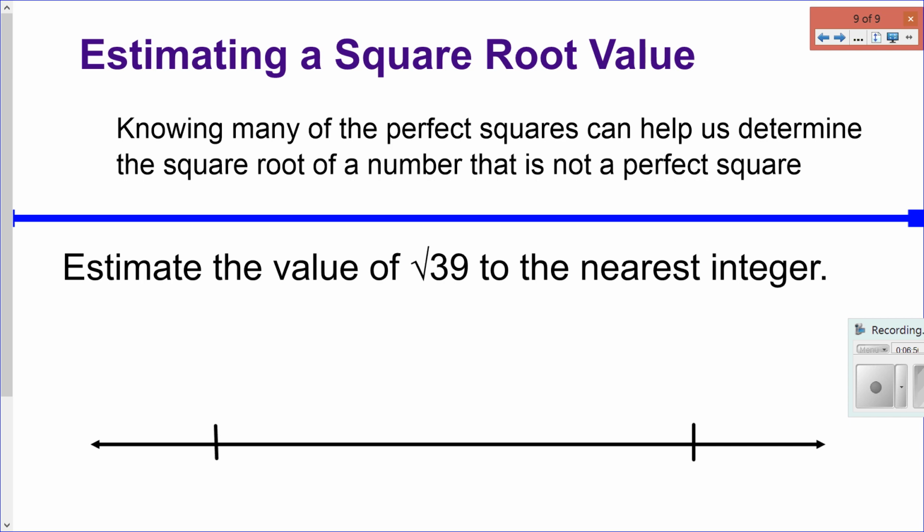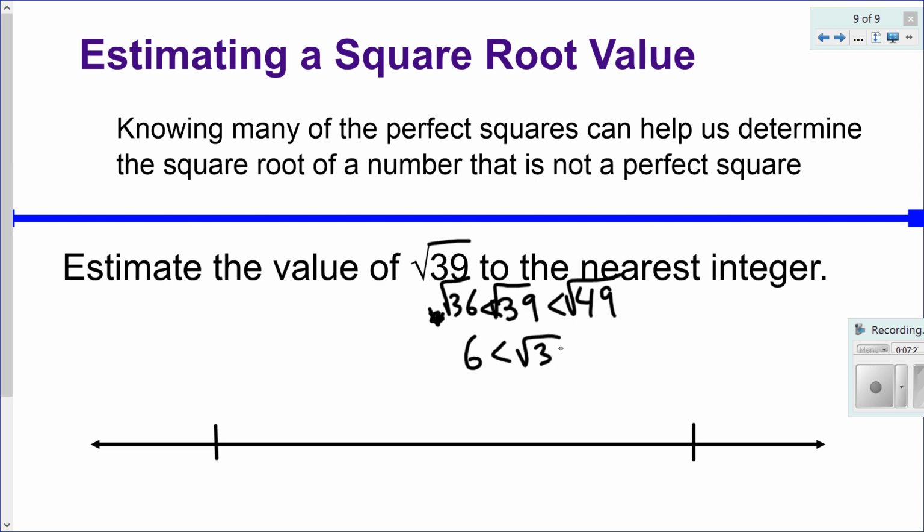Finally, estimating a square root. Knowing many of the perfect squares can help us determine the square root of a number that is not a perfect square. So, estimate the value of the square root of 39 to the nearest integer. Well, 39 lies between the perfect squares 36 and 49. So if I took the square root of all three of these, I found out that the square root of 39 lies between 6 and 7. If I go to my number line, I see that's between 6 and 7.